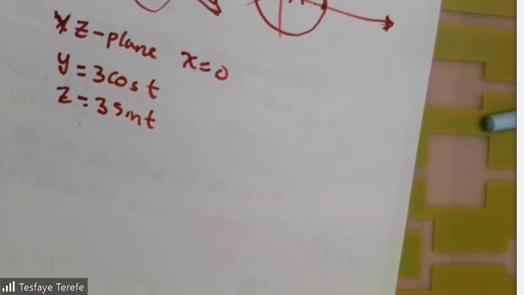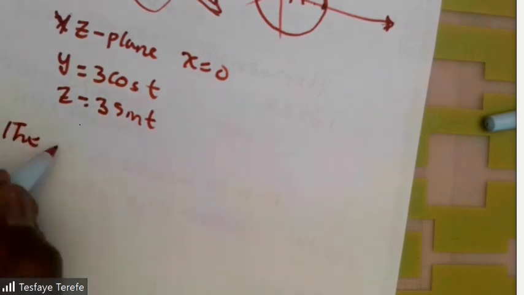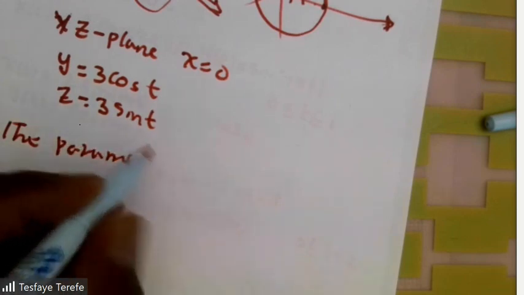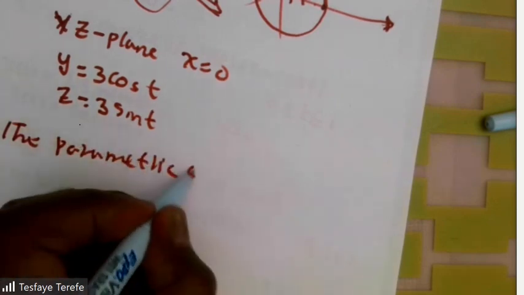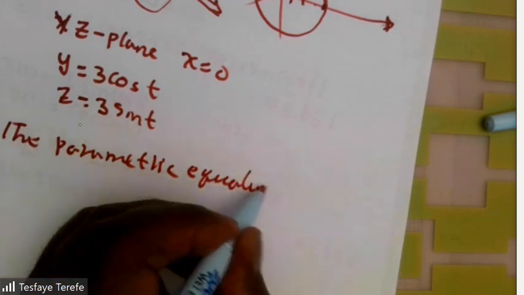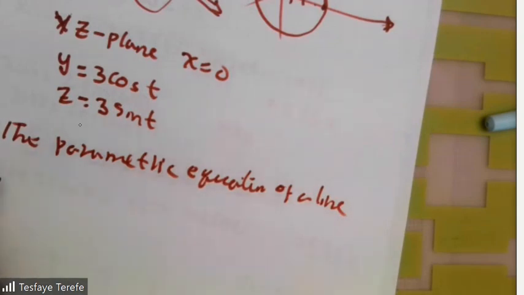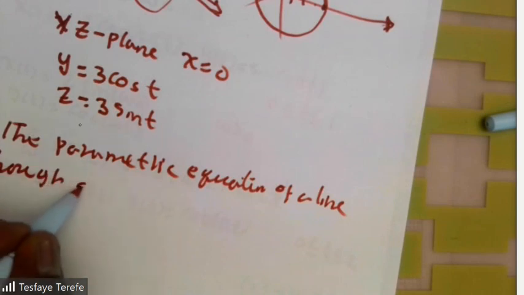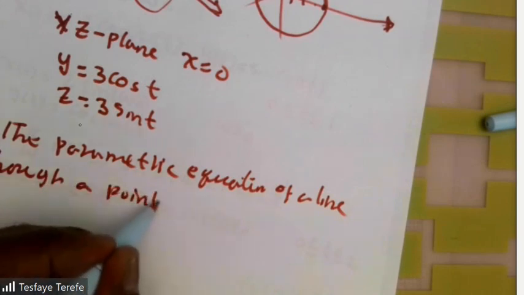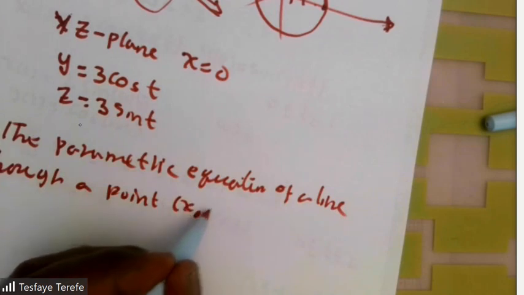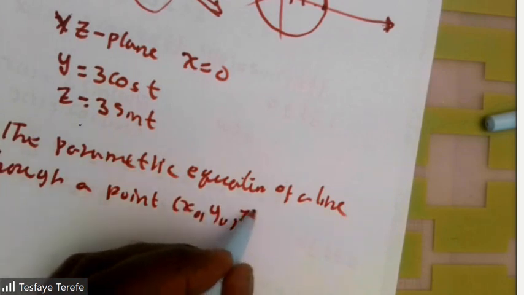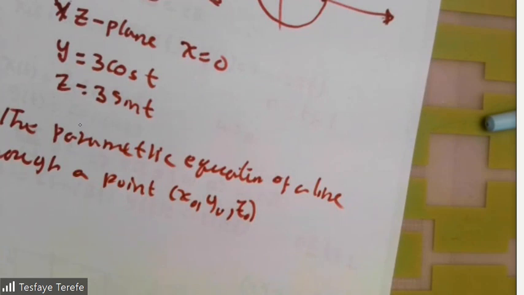Okay. Now, how about the parametric equation of a line through the point (x sub 0, y sub 0, z sub 0) and parallel to the vector?